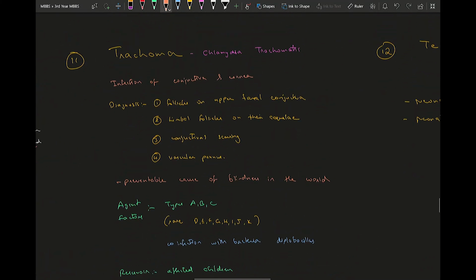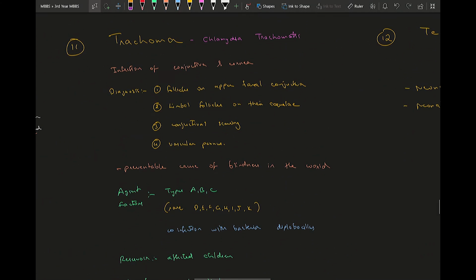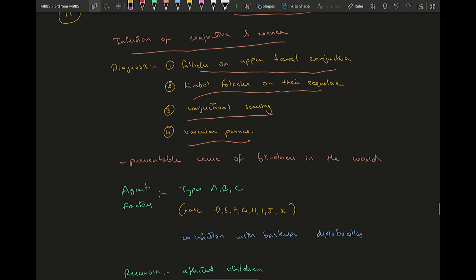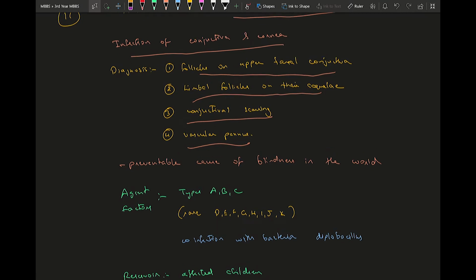Moving on to trachoma. In this video we are talking only about the eye disease; chlamydia is also an STD, and we'll cover that in a different video. Chlamydia trachomatis causes infection of the conjunctiva and cornea. Diagnosis is by these four clinical features: follicles on the upper tarsal conjunctiva, limbal follicles and their sequelae, conjunctival scarring, and vascular pannus present in the cornea. All these are classical features of trachoma.